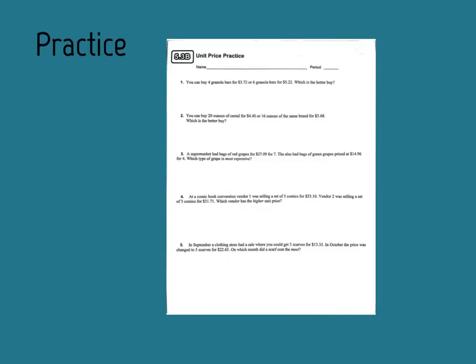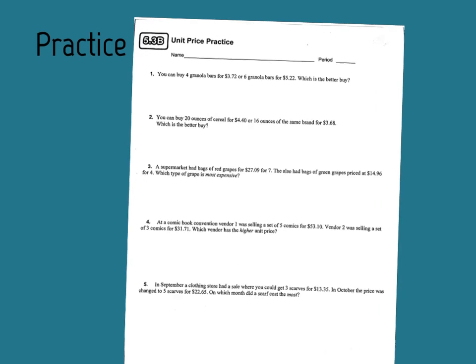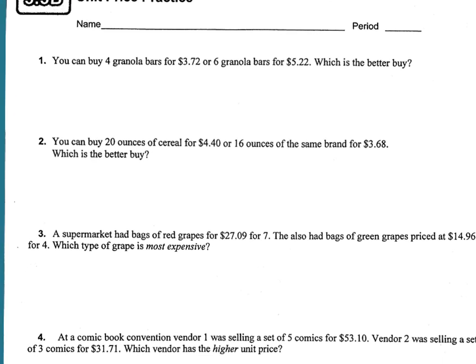There are no notes because we already talked about unit rate, so we're now going to just work into your practice. And you can see that these are just story problems that we got to work through. So let's take a look at number 1. You can buy 4 granola bars for $3.72 or 6 granola bars for $5.22. So we're really looking at what is the better buy. Which one per granola bar, which one are we paying less?